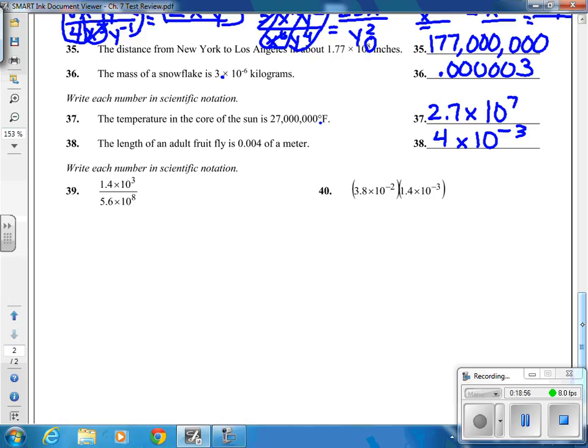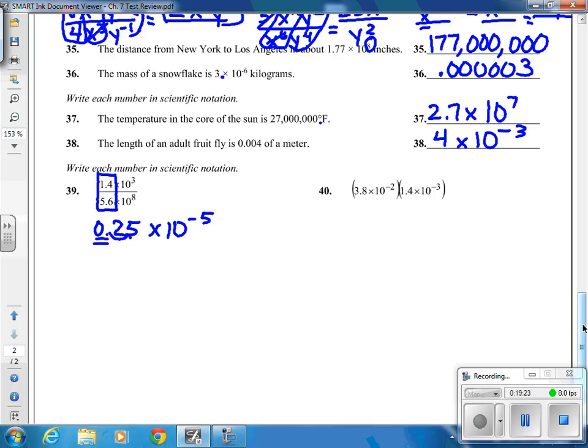For number 39, remember, take 1.4 and 5.6 and divide them. That will give you 0.25 times 10, and then remember to deal with your exponents. If you subtract 10 to the 3rd over 10 to the 8th, because it is a division problem, you get 10 to the -5th power. And that looks like it's almost right. However, if you remember, you can't have a 0 in front of the decimal. So we've got to move that decimal one more time.